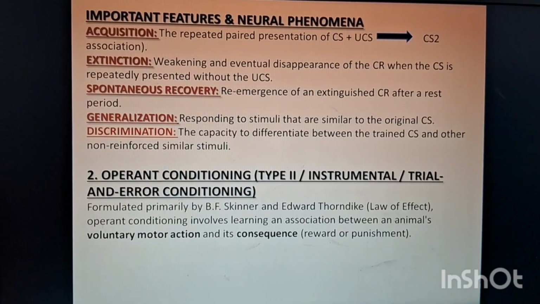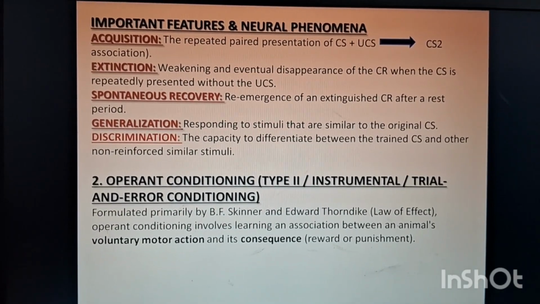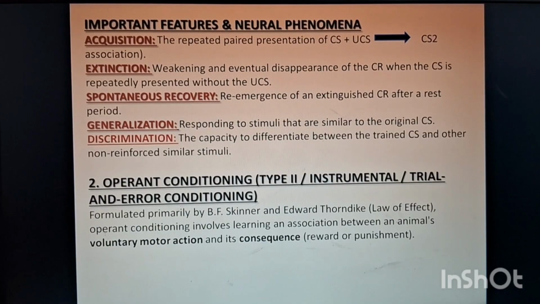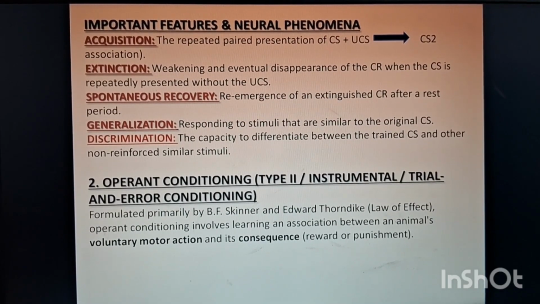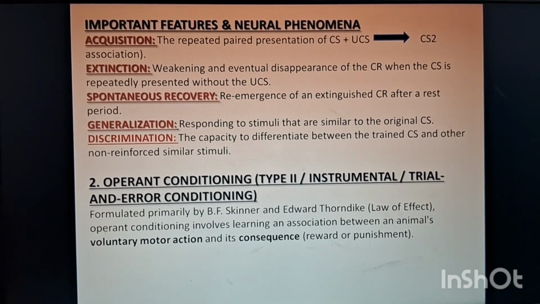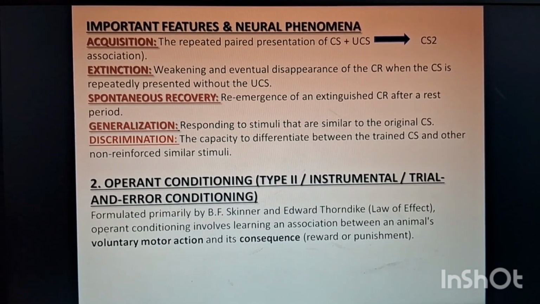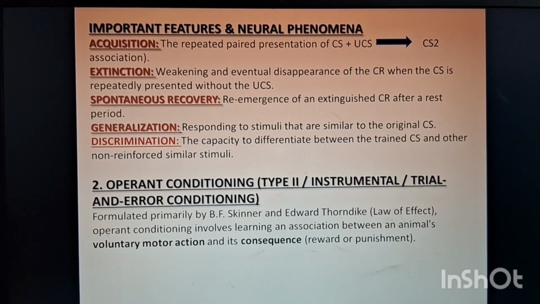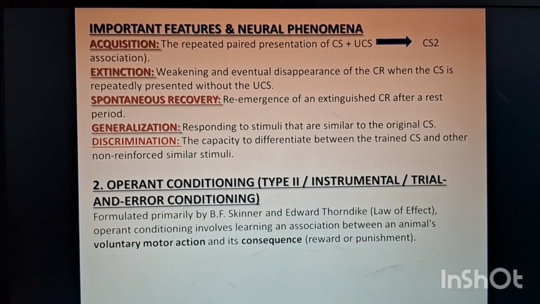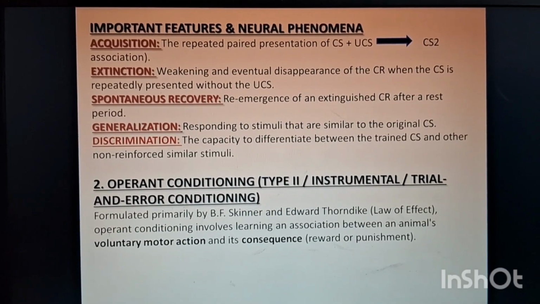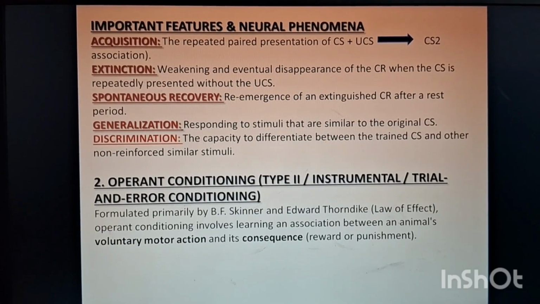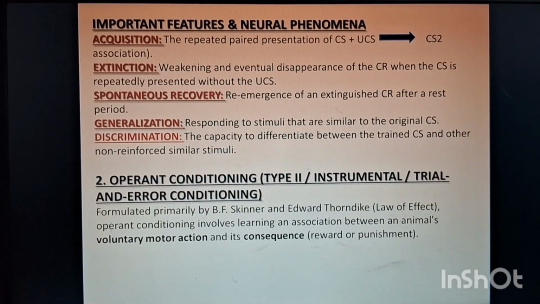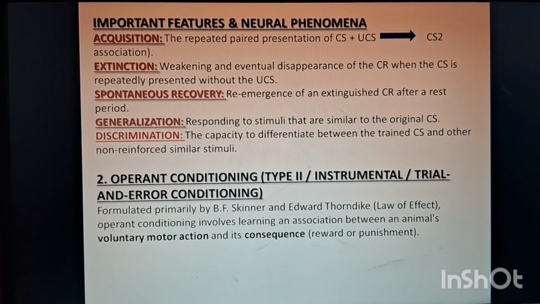Important features and phenomena of conditioning learning. First is acquisition: the repeated paired presentation of conditioned stimulus plus unconditioned stimulus, that is association. Next, extinction: weakening and eventual disappearance of the conditioned response when the conditioned stimulus is repeatedly presented without the unconditioned stimulus.